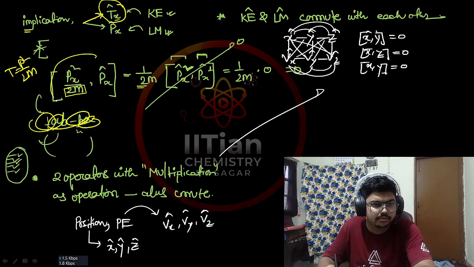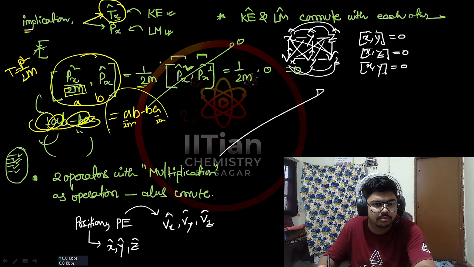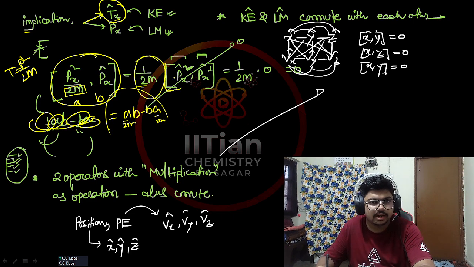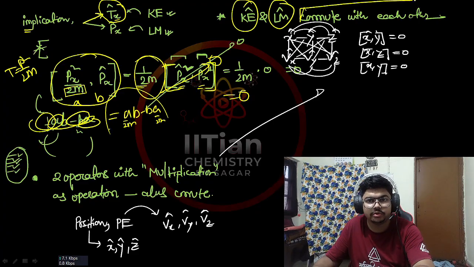If you write the whole thing as AB minus BA, for the A part you will always get 1 by 2m, so from both you can take 1 by 2m common. And what is remaining inside the third bracket? Px square comma Px. Here one function, its power, and that function itself commute, so this will be 0. So that is 1 by 2m into 0, which means overall 0. So the kinetic energy operator and the linear momentum operator commute with each other.